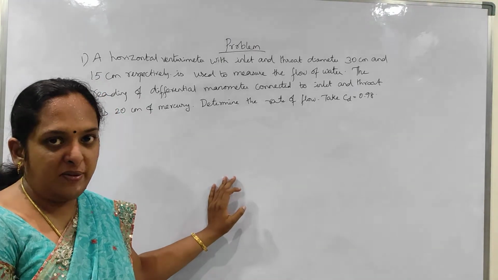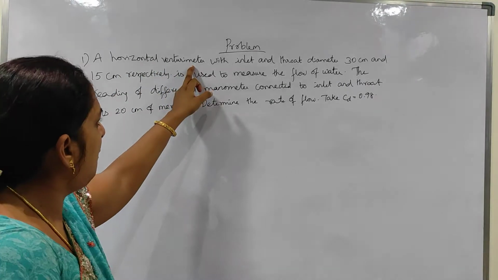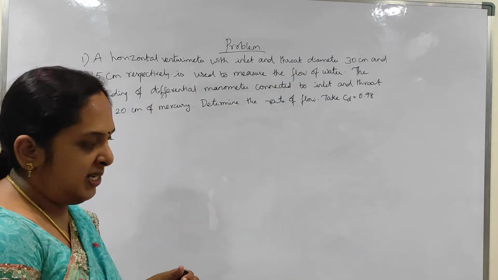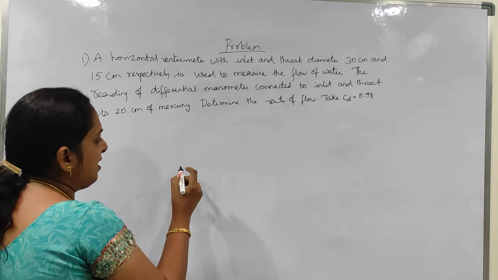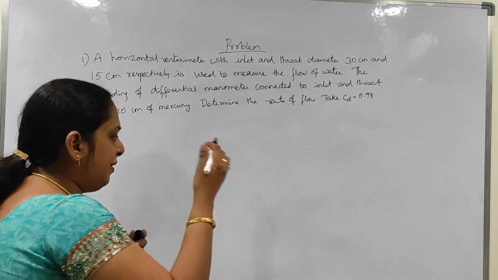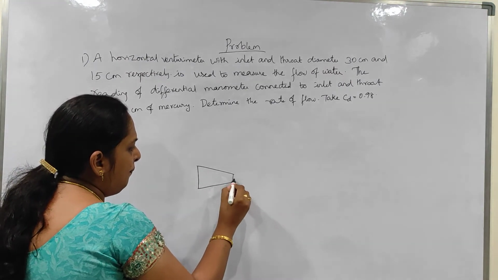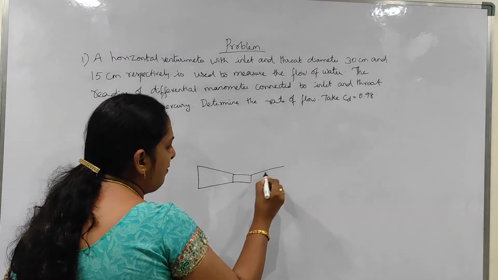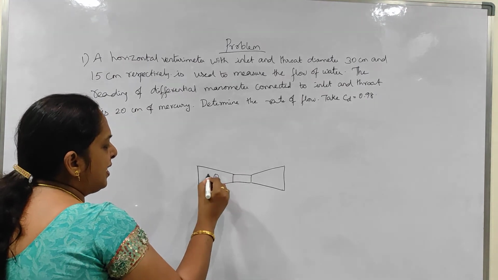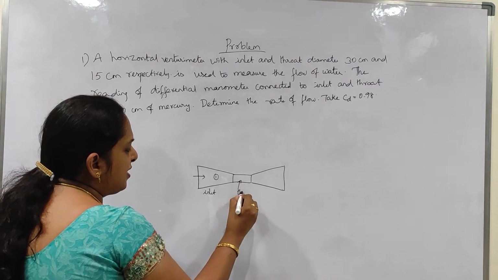Okay students, we will proceed with the problem now. A horizontal Venturi meter, it's a Venturi meter problem, with inlet and throat diameters of 30 centimeter and 15 centimeter respectively. Whenever a question is given, immediately try to draw the Venturi meter as well as what is given here. A Venturi meter consists of a convergent section, a throat and a divergent section. This is your inlet, section 1, and this is your throat, section 2.